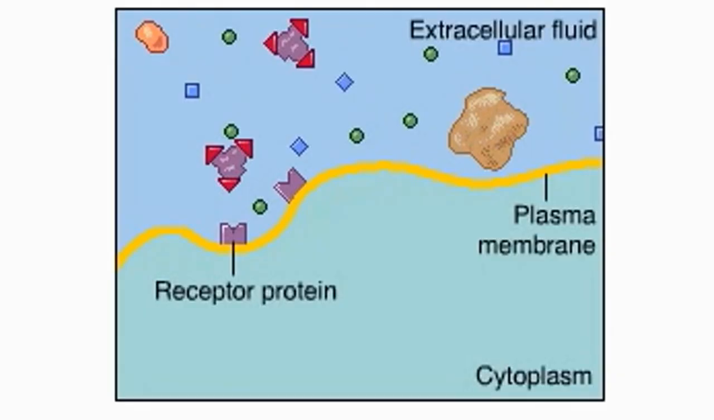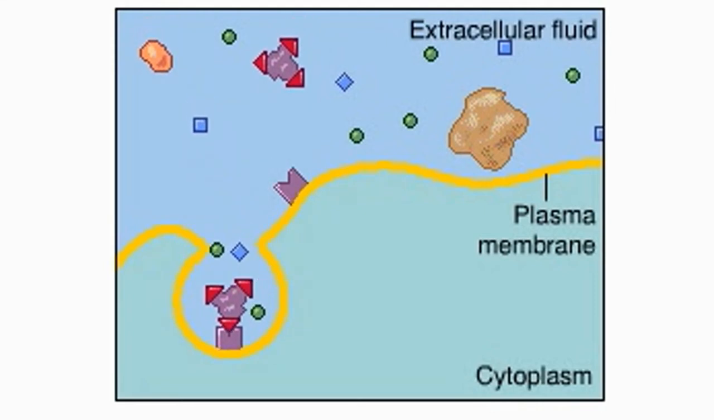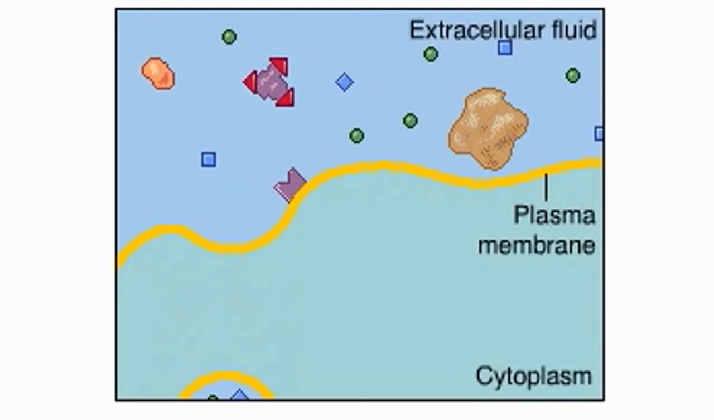Unlike phagocytosis and pinocytosis, receptor-mediated endocytosis is very specific. It is triggered when membrane receptors bind to specific external molecules, such as protein-cholesterol complexes or proteins bound to iron. Membrane vesicles pinch off, and the external protein and its cargo are brought into the cell.